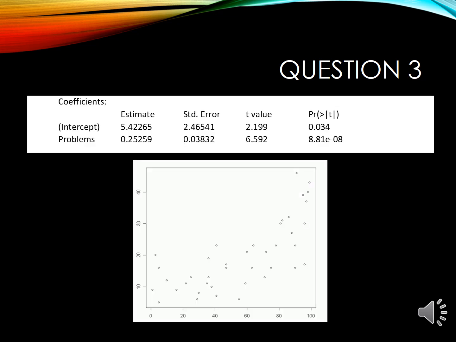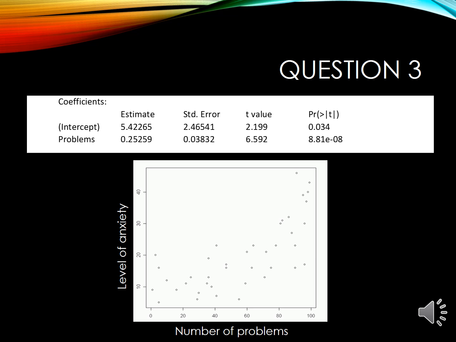Question 4 gave you more R output, this time for regression. The question said, a psychology student decided to investigate how the number of problems in a person's life might impact on their anxiety level. So the number of problems is the explanatory factor and should be on the x-axis, whereas the anxiety level is the response variable and should be on the y-axis.